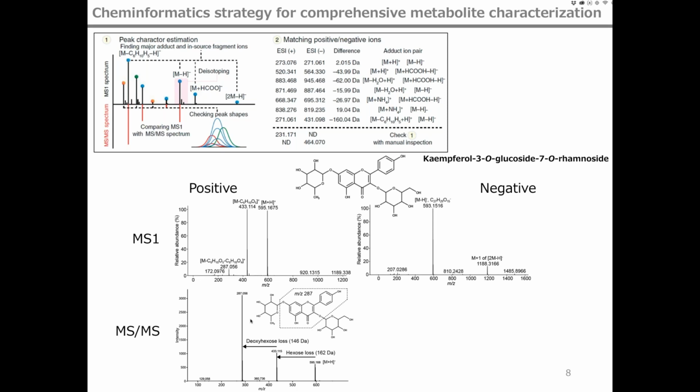And the point is, by looking at this MS spectrum, we can interpret these big ions in the MS1 spectrum as in-source fragment ions of MO-Body 595, because these MO-Body 433 and 287 ions are also monitored in the MS spectrum of MO-Body 595.